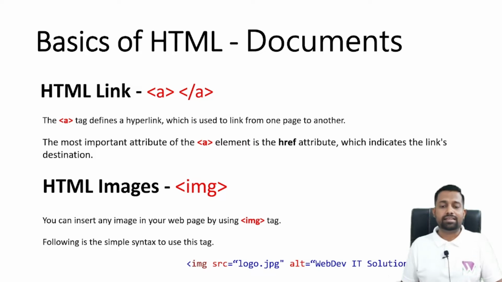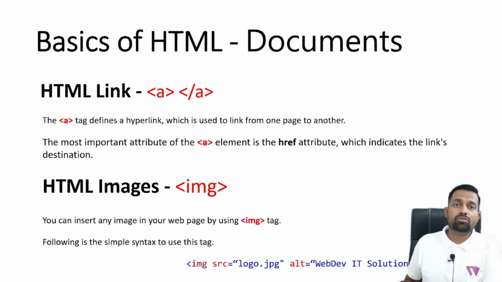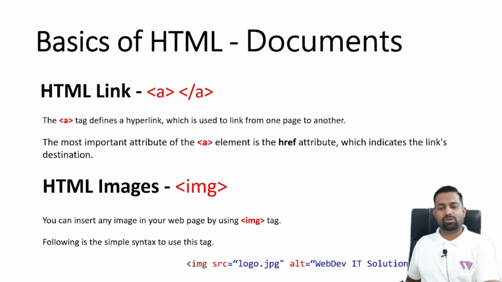What do you mean by that? img is a tag. Now src is an attribute equal to logo.jpg. Logo.jpg is nothing, this is the name of the image. .jpg is the image extension, or you can say format also. Alt is nothing, once you mention your image, you have to mention its name. This is good for SEO purposes.